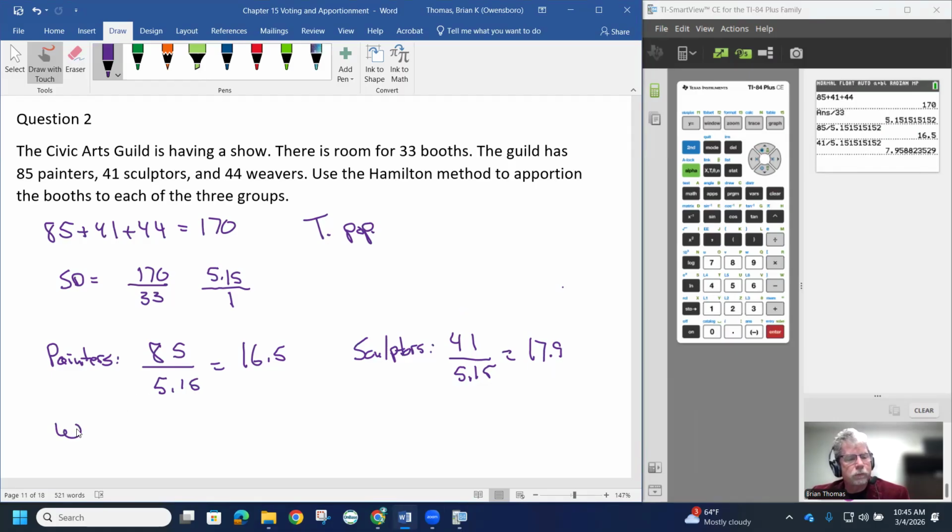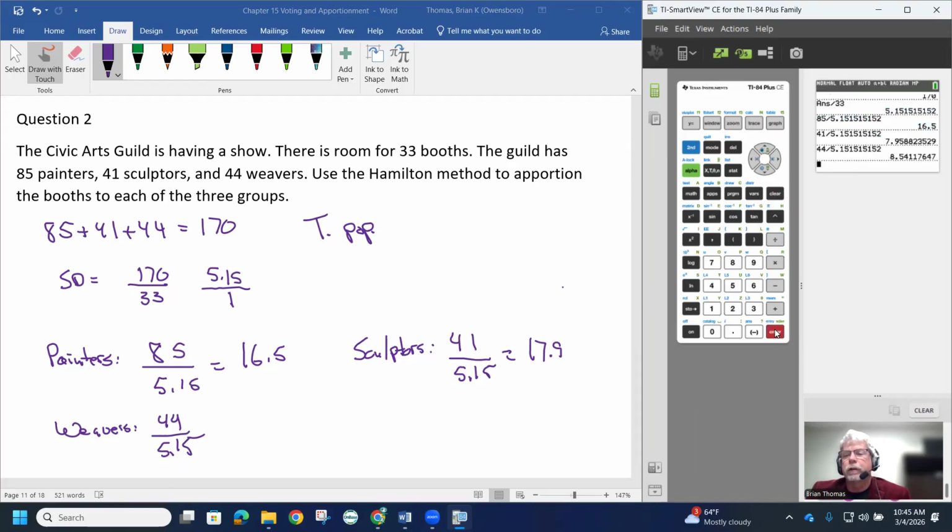Weavers, we have again 44 weavers, but their apportionment is going to be this 5.15. That standard divisor will give us what we call the quotas, their representation. So 44 divided by this number gives us this 8.5. So this is the apportionment, or what they call the quotas. The quotas are what each group now gets.